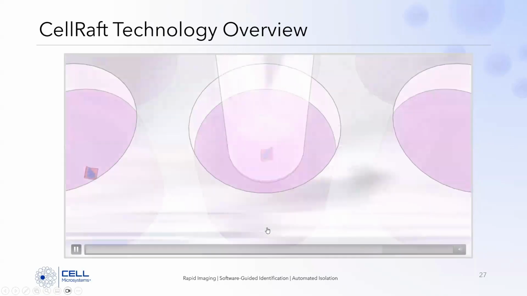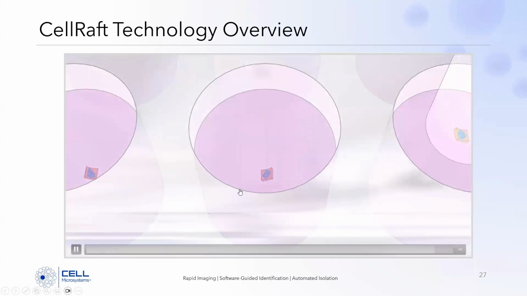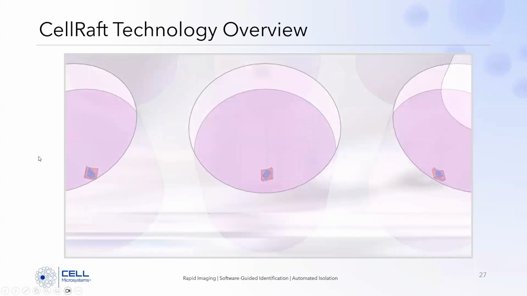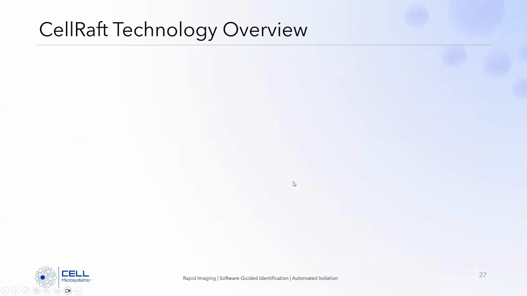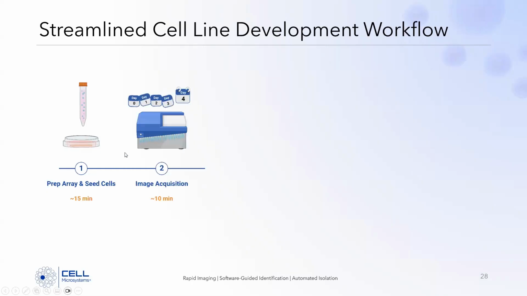This is all happening fully automated on our instrument, hands-free, while you are at your desk enjoying that coffee or tea Lisa talked about, and we can transfer up to 96 wells into a single plate, up to 96 rafts. What that translates into is a very streamlined cell line development workflow. All you have to do to get started with our technology is prep the array. You can coat the array with a variety of different coatings and then seed your cells directly into the culture media here. We then use our instrument, the cell raft array, to perform image acquisition.